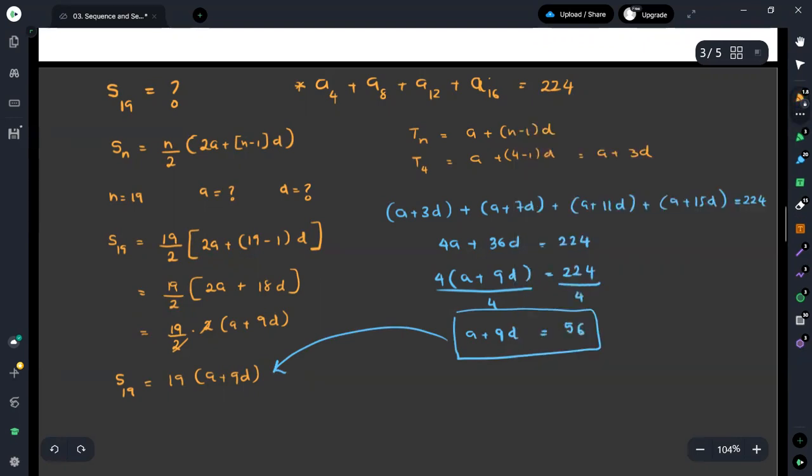Then we can substitute this quantity in the answer which we have partially completed. Therefore, S19 is now equal to 19 times, instead of A plus 9D, we can write down the value as 56. Then the multiplication of 19 into 56 gives the value 1064. Therefore, this is how we use the series of arithmetic progression to find the solution for the first n number of terms.